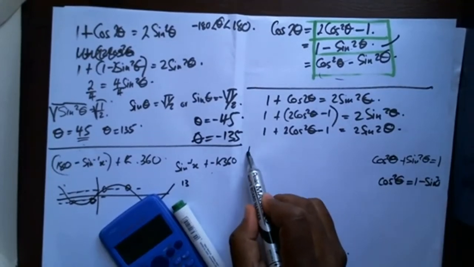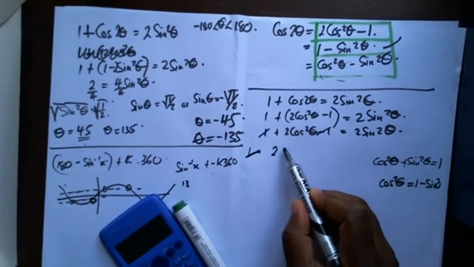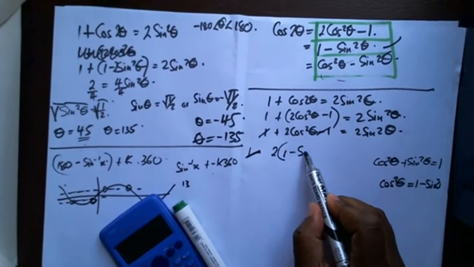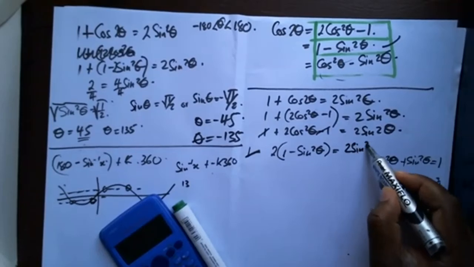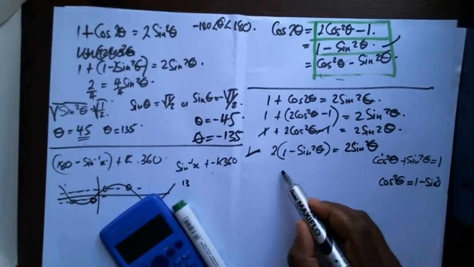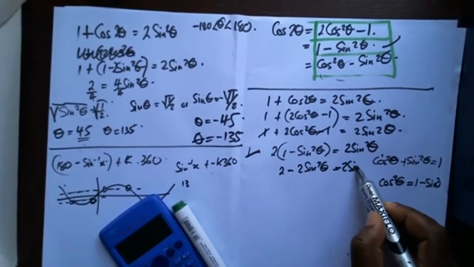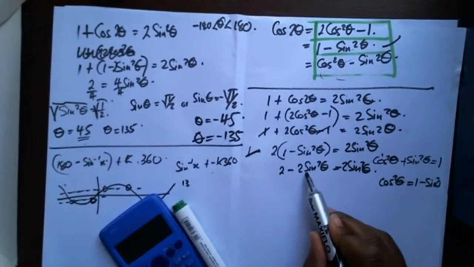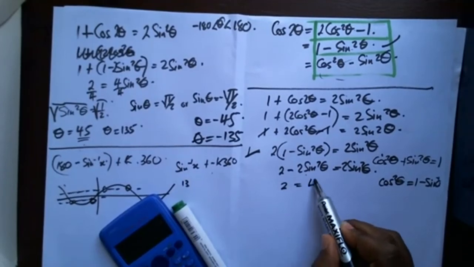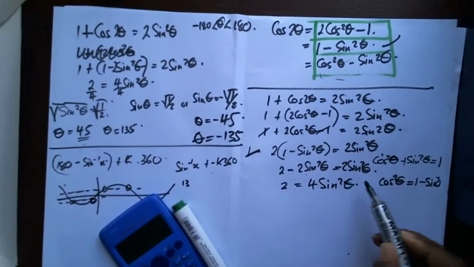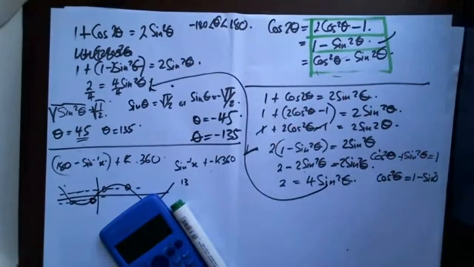So now this becomes 1 minus 1. This one and this one cancel out each other. So I'll have 2 factor of 1 minus sine squared theta is equal to 2 sine squared theta. So 2 minus 2 sine squared theta is equal to 2 sine squared theta. This will go to this side. It becomes 2 is equal to 4 sine squared theta, which is the same as what we found here. Right? And you can still solve.